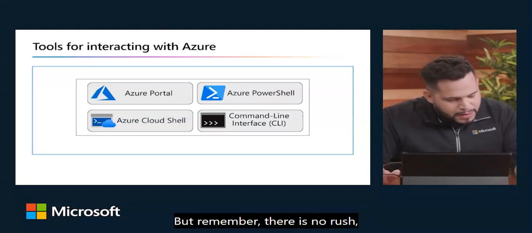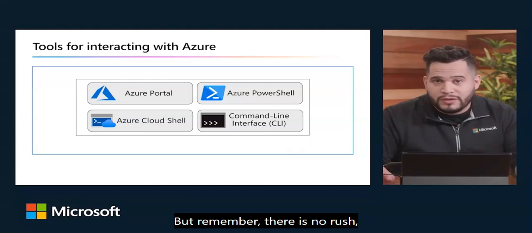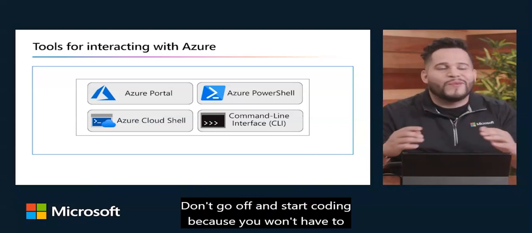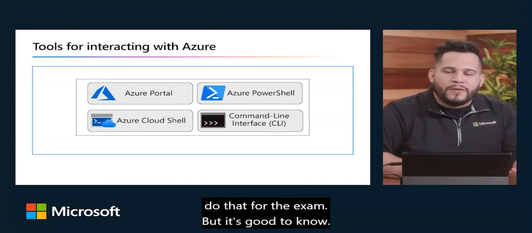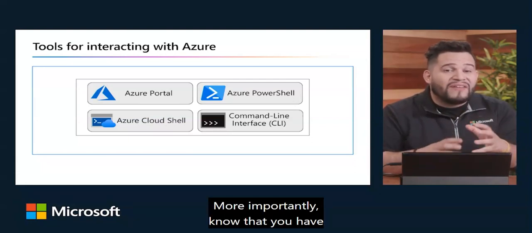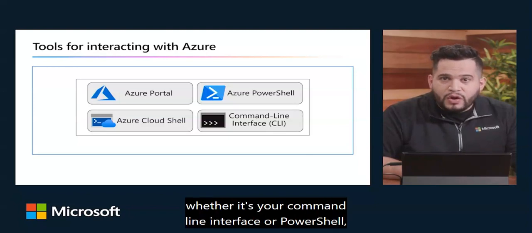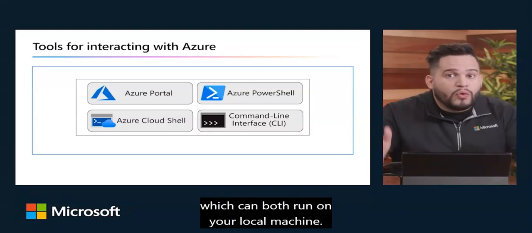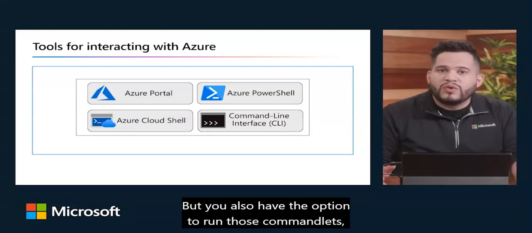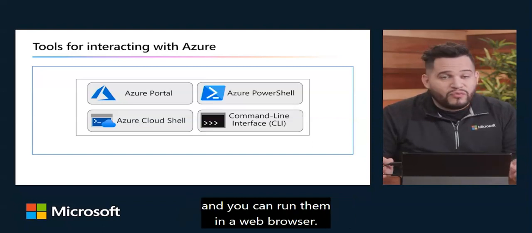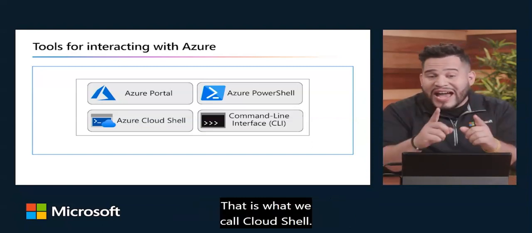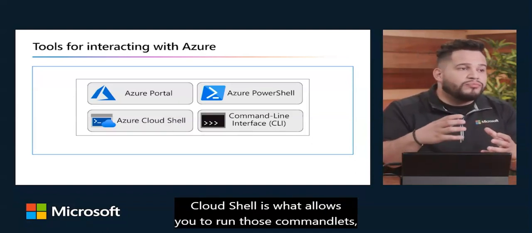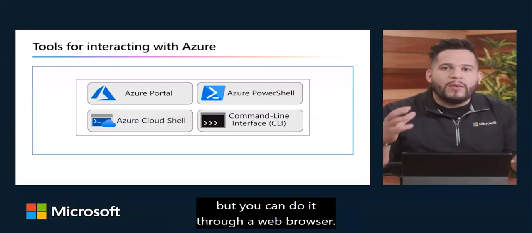But remember, there is no rush, especially in this fundamentals course, okay? Don't go off and start coding because you won't have to do that for the exam. But it's good to know. More importantly, know that you have that option for that repeatable action, whether it's through command line interface or PowerShell, which can both run on your local machine. But you also have the option to run those commandlets in a web browser. And that is what we call Cloud Shell. Cloud Shell is what allows you to run those commandlets, but you can do it through a web browser.